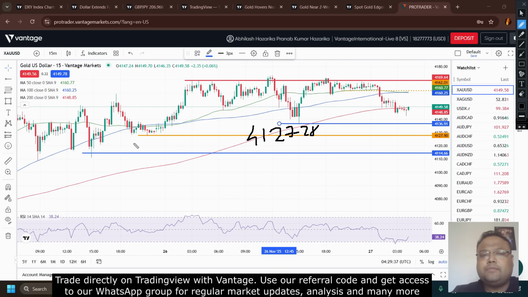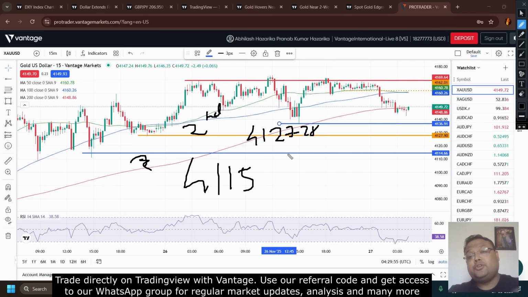We also have another support. If the market takes support, we can look for a buy position. This is our second support, and the third support is around 4115. These are the three support levels on the chart of gold where we can look for a buy position. But I have just mentioned two here because the chances of this first one working are less. So if it fails, then we can look for support around 4127, 4128, 4115.